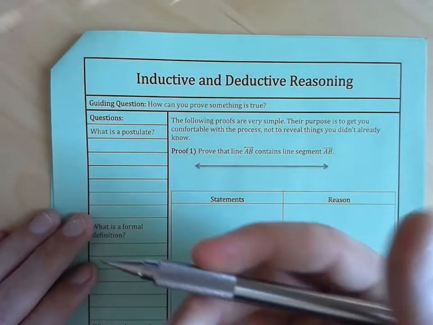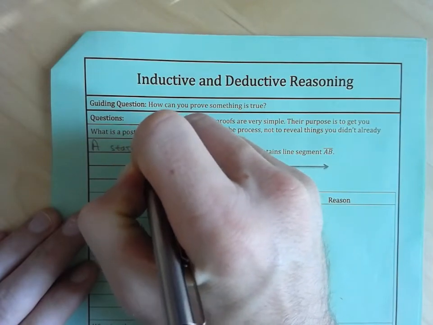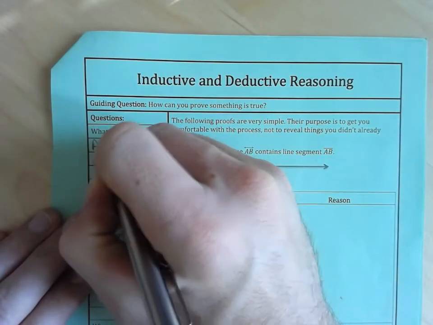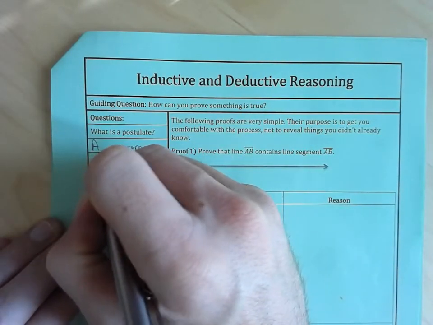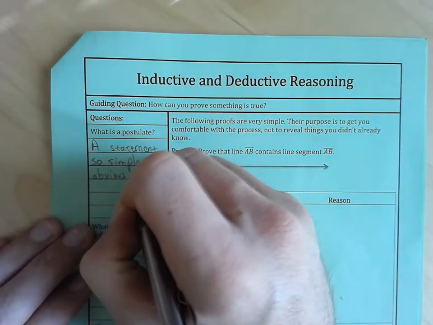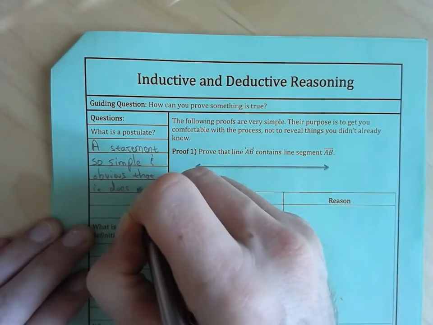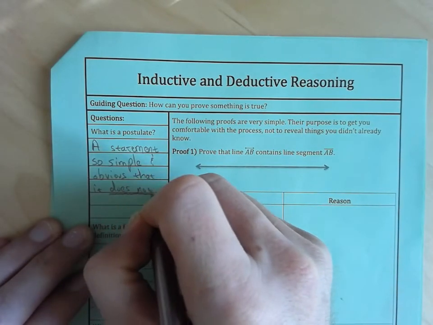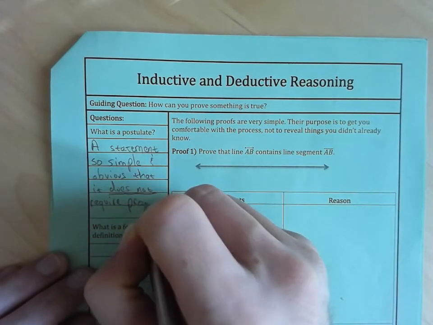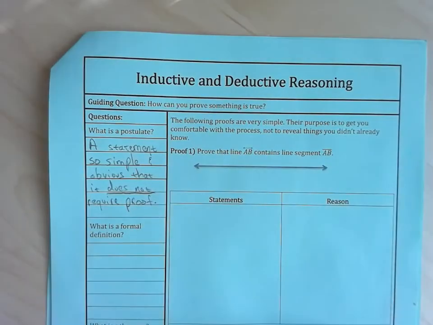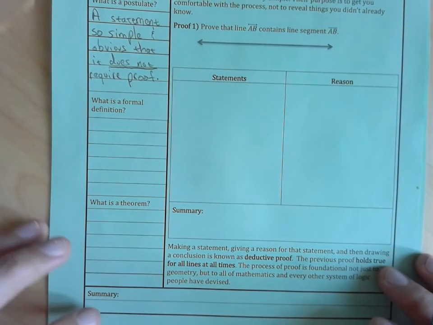What is a postulate? That is a statement so simple and obvious that it does not require proof. And that "does not" is important. Postulates do not require proof. A theorem, on the other hand, does, and we'll get to that in just a minute.